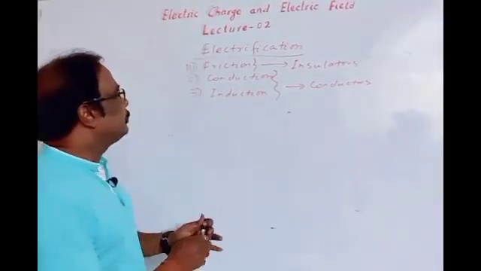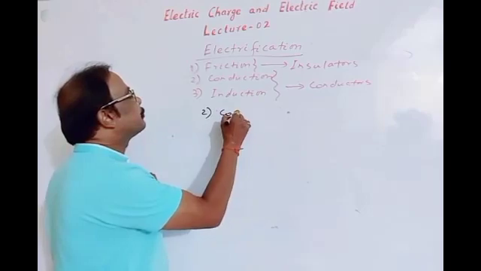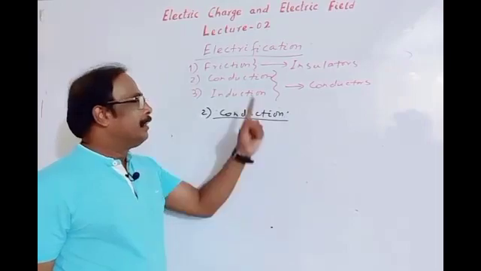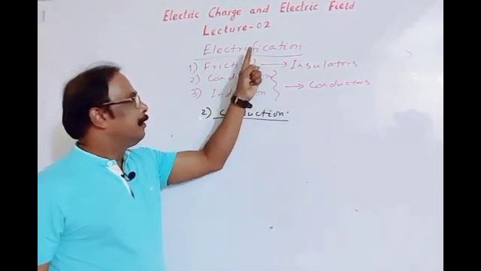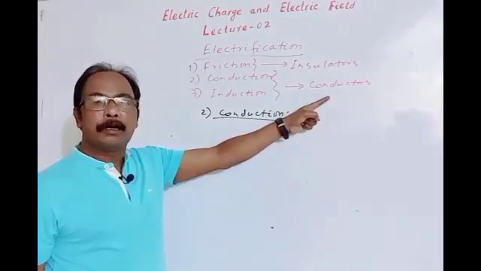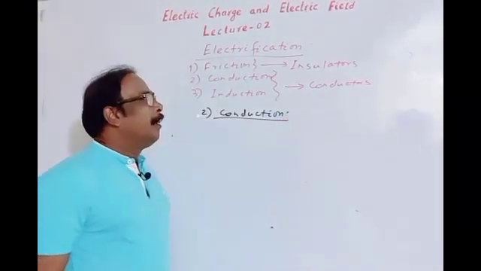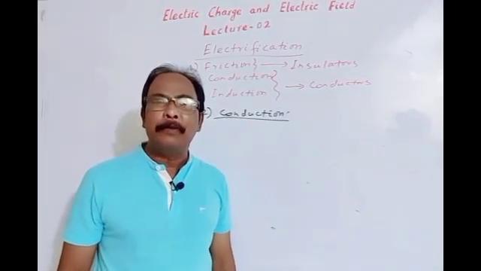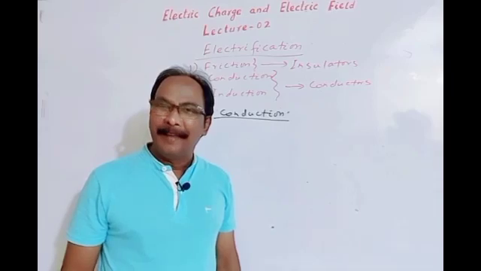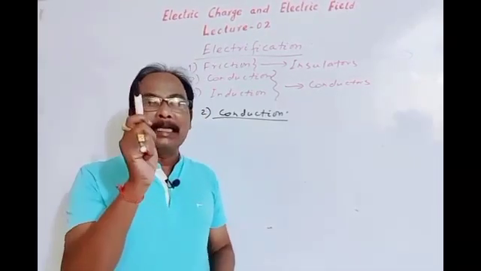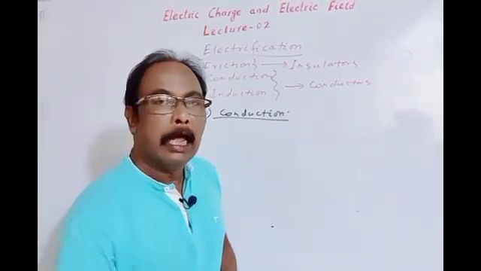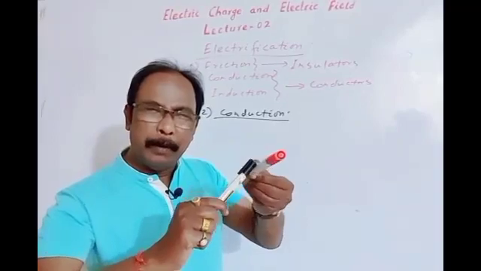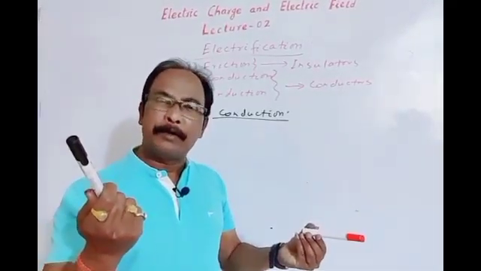Then the next method, number 2, conduction. Using conduction method of electrification, we can charge the conductors. Frictional method of electrification can't be used to charge a conductor. Why? Because you see, suppose this is a conducting body and this is an insulated body. Suppose this conducting body is rubbed on insulating body. Okay, the conductor will be charged.